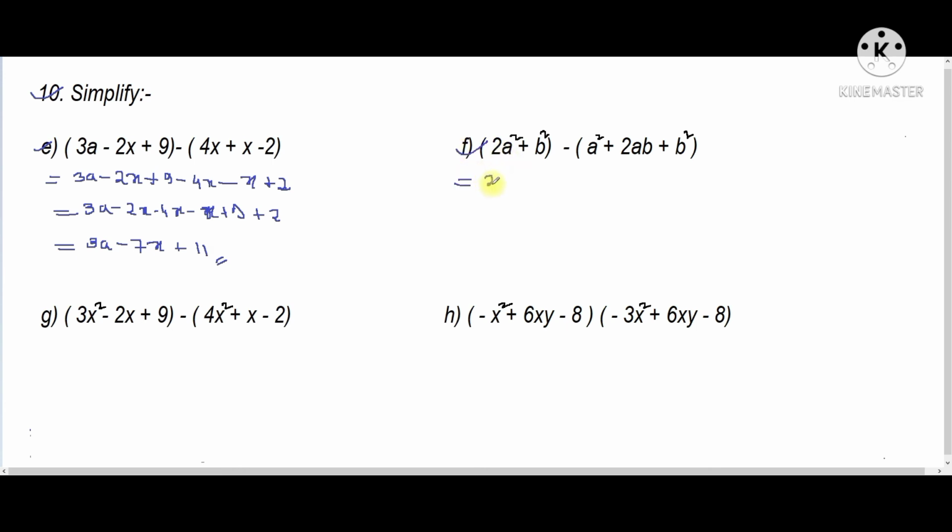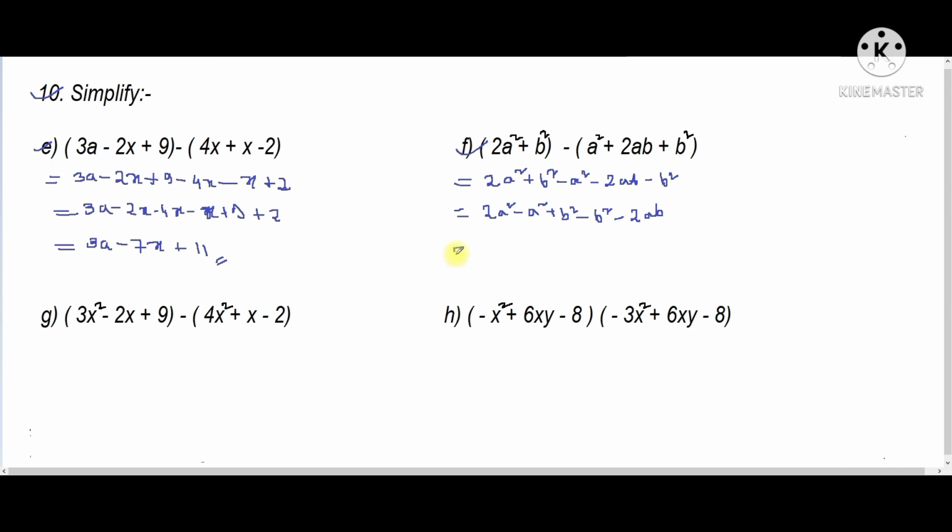So now see question number F, what is 2y a square plus b square? And here you see minus plus minus minus, and again here what sign? Plus plus minus minus 2ab, and plus minus minus b square, okay. And first we'll arrange like terms together, 2a square and then minus a square and then plus b square and minus b square, okay, and minus 2ab.